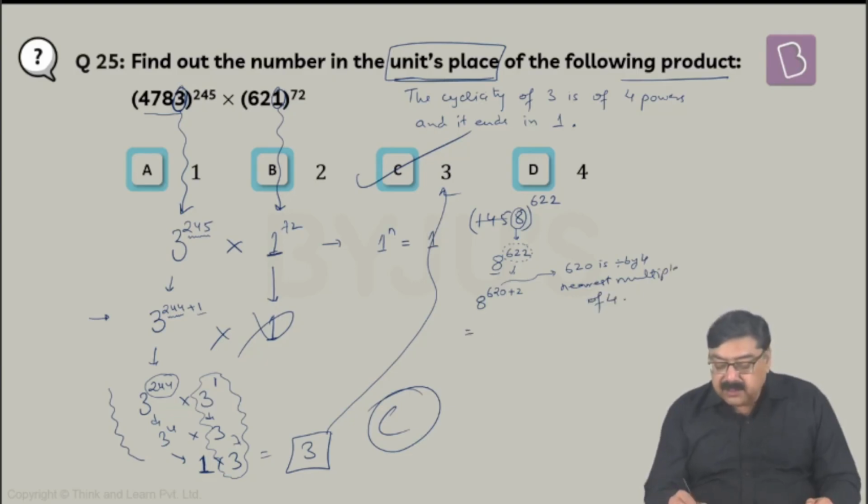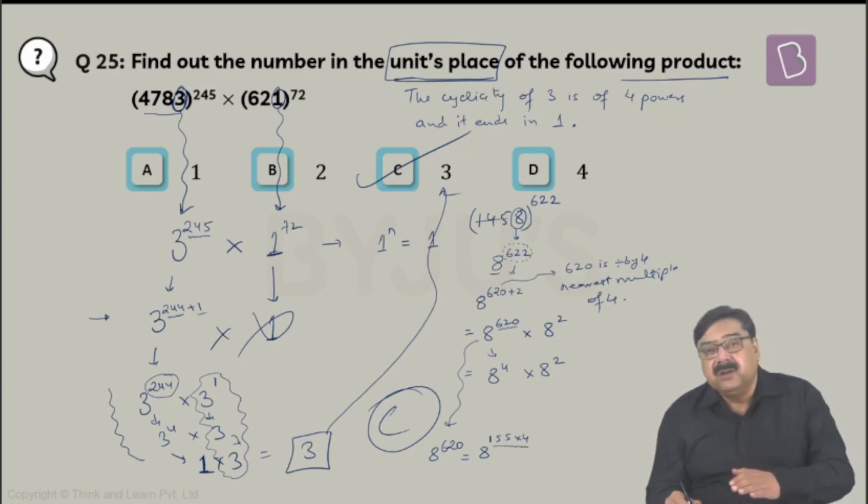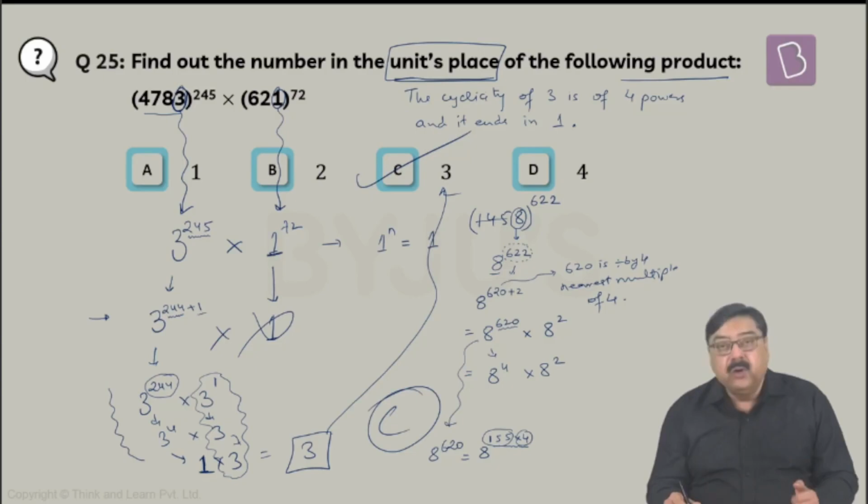Now this we know further is 8 raised to 620 into 8 raised to 2. Now because 620 is divisible by 4, you can write it as 8 raised to 4 into 8 raised to 2. The whole point is 8 raised to 620, if you divide the power by 4, it becomes 155, since 4 fives are 20, 4 into 155 is 620. Why should you do this extra bit of work? Not required. There are 155 groups of 4 powers.